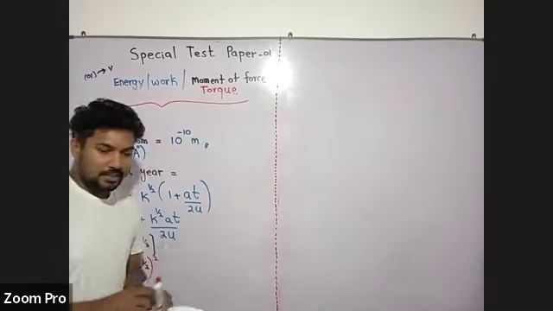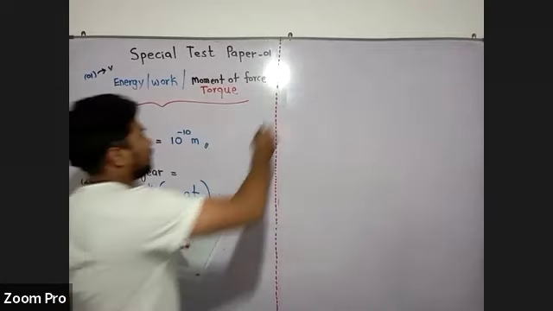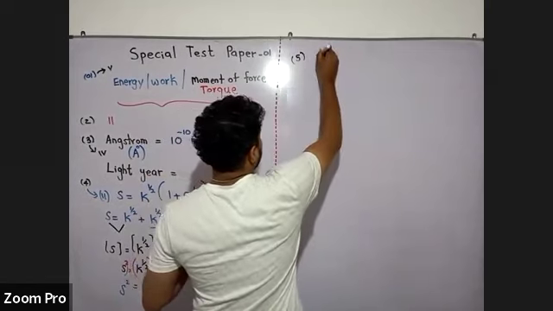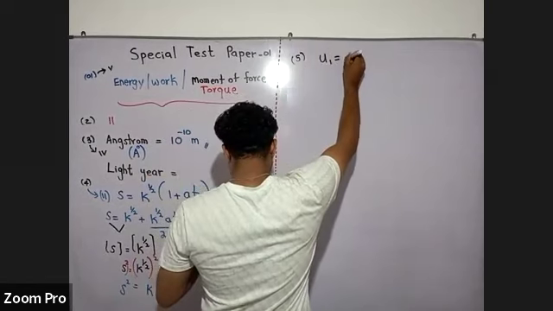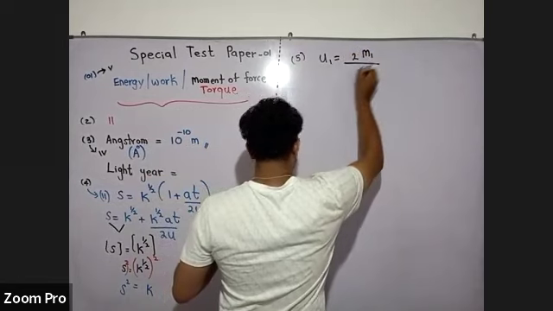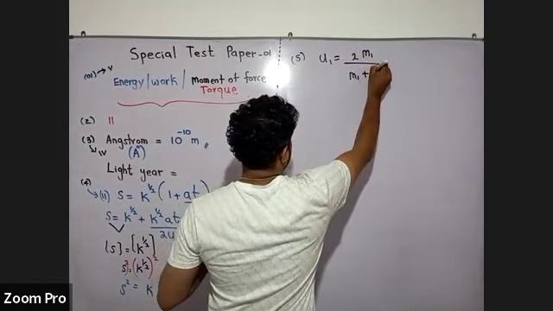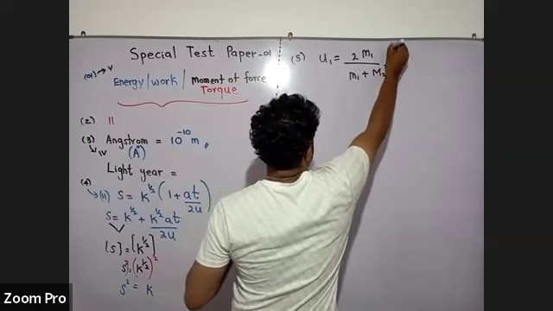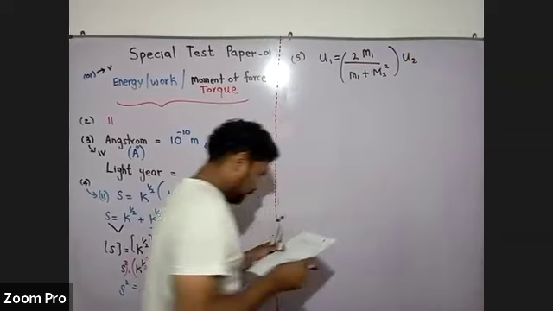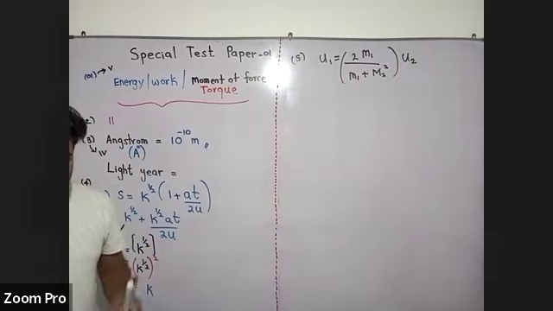Right. In the fifth question, this is the given equation: u1 equals 2m1 over m1 plus m2, squared, into u2. Right. Now the question is whether the equation is right.